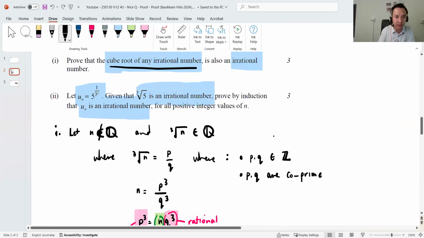All right, now let's do the next part. Given that, it's straight induction. So let's do this.